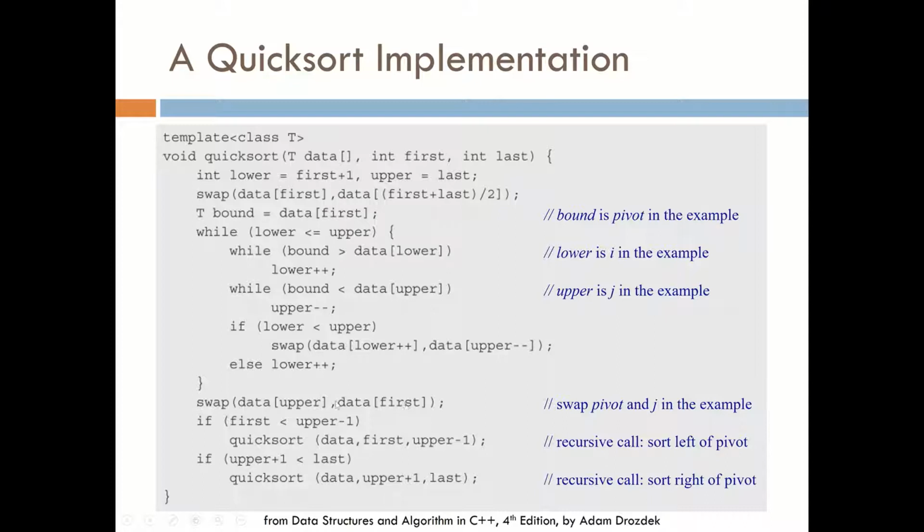And so we're swapping the first and upper. I will call that swapping pivot and J. Okay, and then we call the function recursively on the left side. So you notice that we came in with first to last. We will now call it from first to upper - 1 because upper is where the pivot ended up. Okay, so this is the stuff to the left of the pivot. And if we meet this if statement, we will call quicksort recursively on the right side.